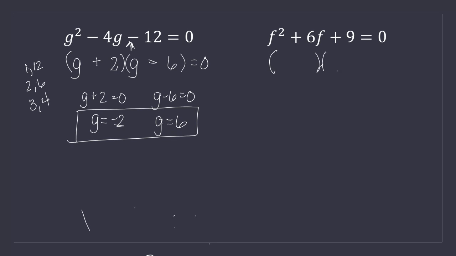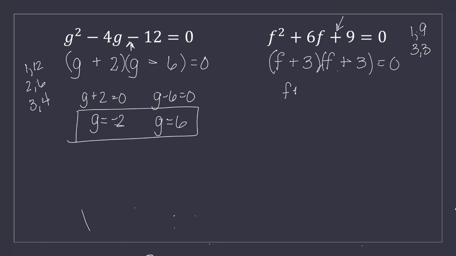We're going to break this down into our two parentheses. F squared breaks down into F and F. Now, what factors of 9 are going to add to give me 6? Well, my factors of 9 are 1 and 9 or 3 and 3. Obviously, 3 plus 3 is 6, right? That one's kind of a no-brainer. So I'm going to do 3 and 3, and then I know that I'm adding them together to make a positive 6. So I want positive 3 and positive 3.